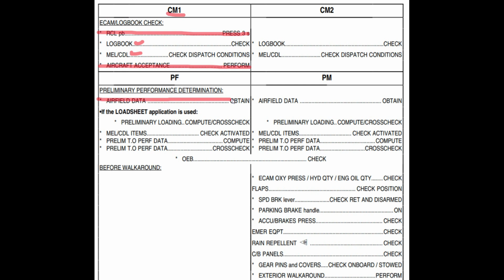The ATIS has been obtained, so pilot flying and pilot monitoring listen to the weather together. The load sheet here is not going to be done. And we're going to start from here, OEB. Check. So basically, OEBs are these things right here.